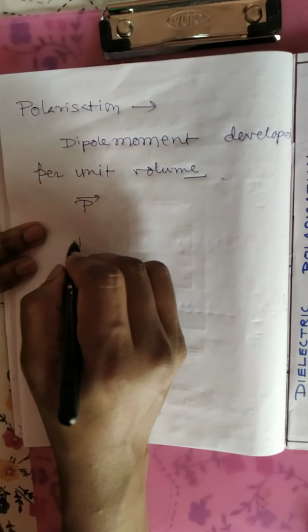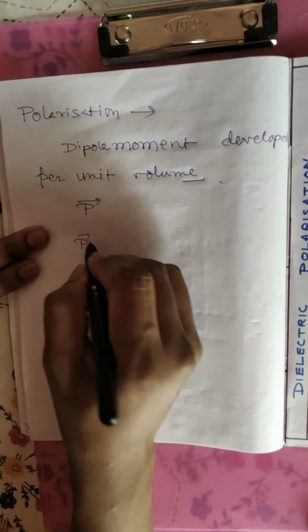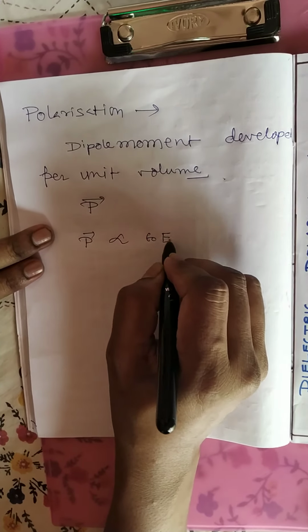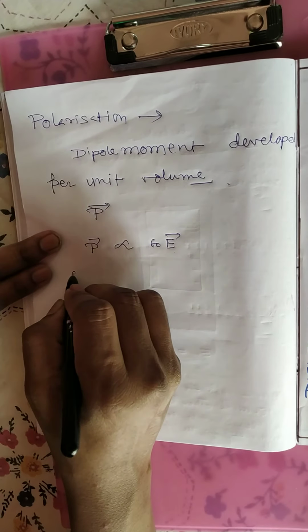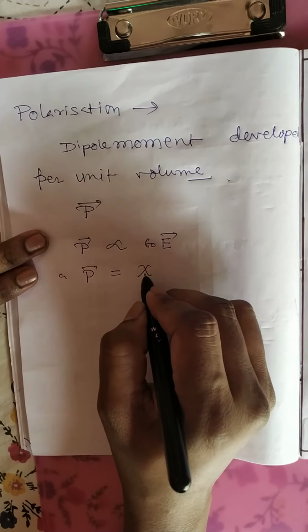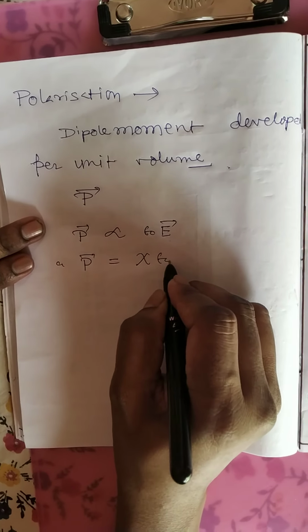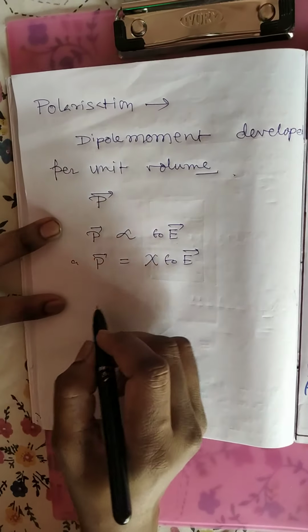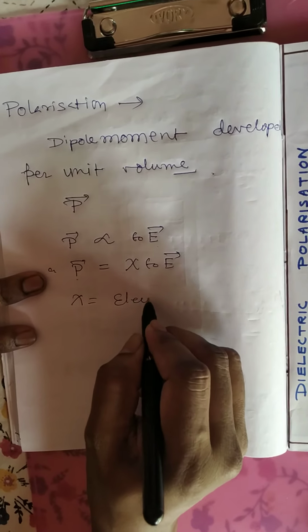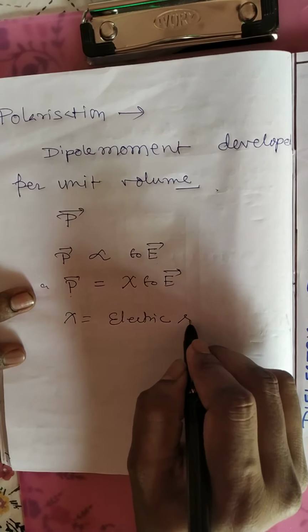Now this P vector is proportional to what? Epsilon naught into E. E is the applied electric field. Then P is equal to some constant chi, which we read as chi, times epsilon naught E. This is P. Okay, and this chi is called electric susceptibility.